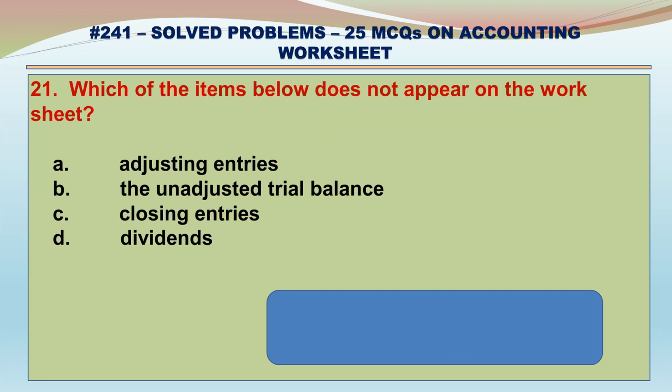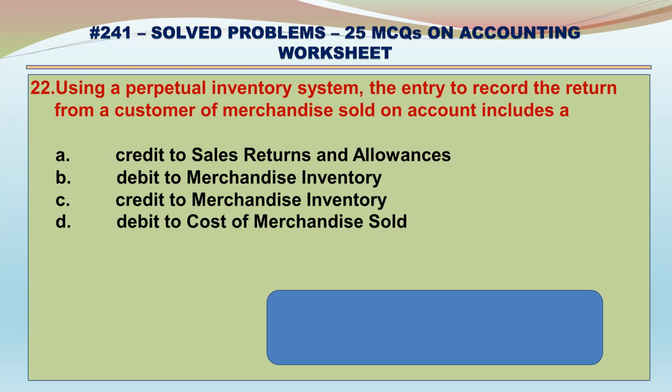21. Which of the items below does not appear on the worksheet? Option A. Adjusting entries. Option B. Unadjusted trial balance. Option C. Closing entries. Option D. Dividends. Answer C. Closing entries.